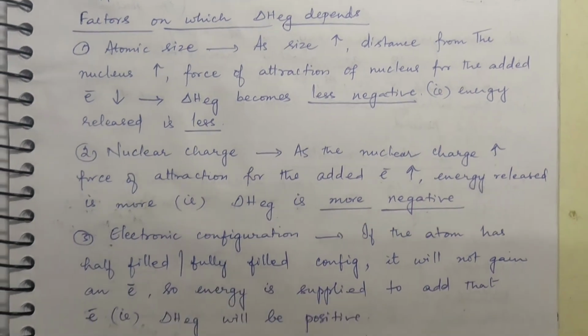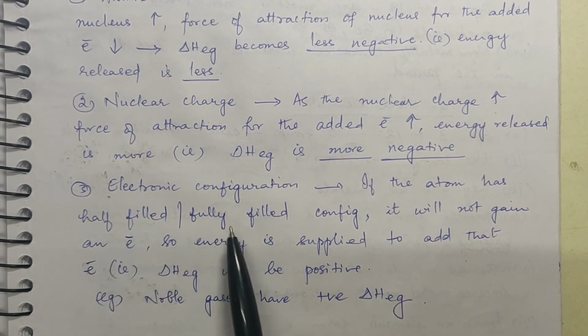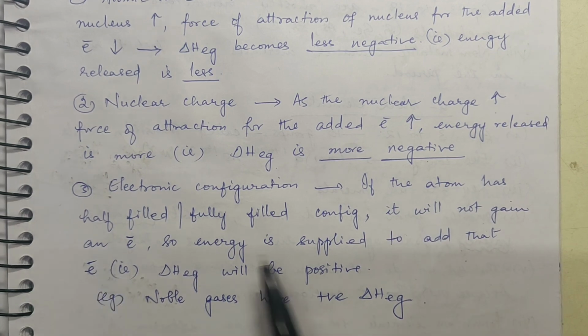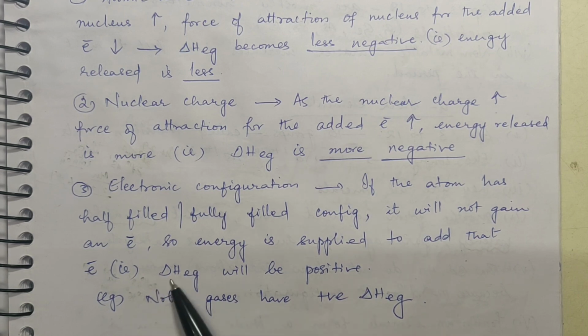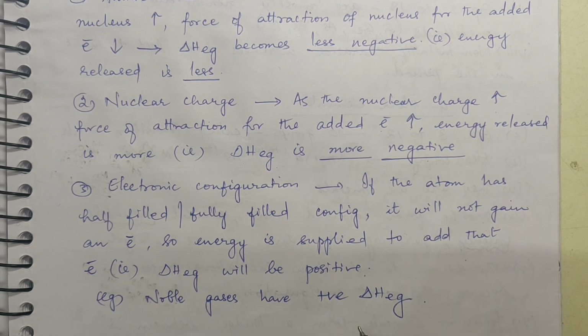And apart from that, there is another factor, that is electronic configuration. If the atom has a half-filled or fully filled configuration, it will not readily gain an electron. So energy is supplied in such a case to add that extra electron. In that case, delta H Eg will be positive. Like in the case of noble gases, we saw it has a positive electron gain enthalpy. Right.